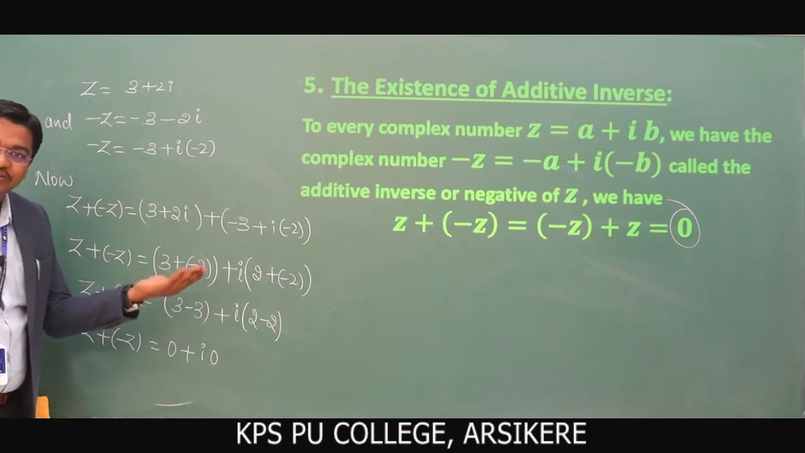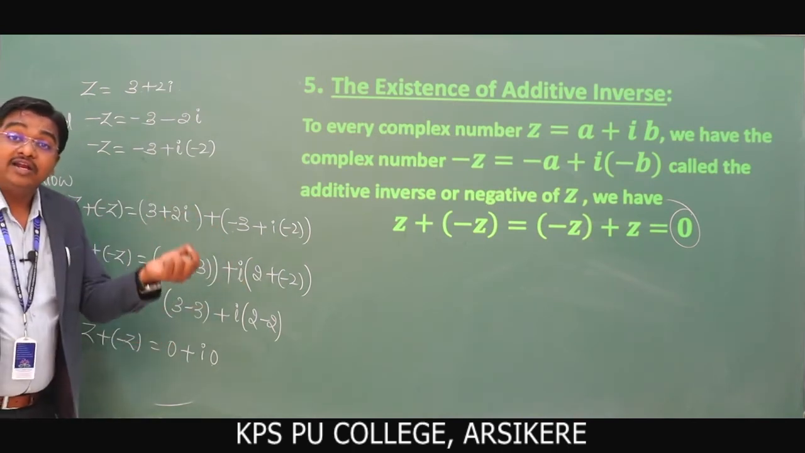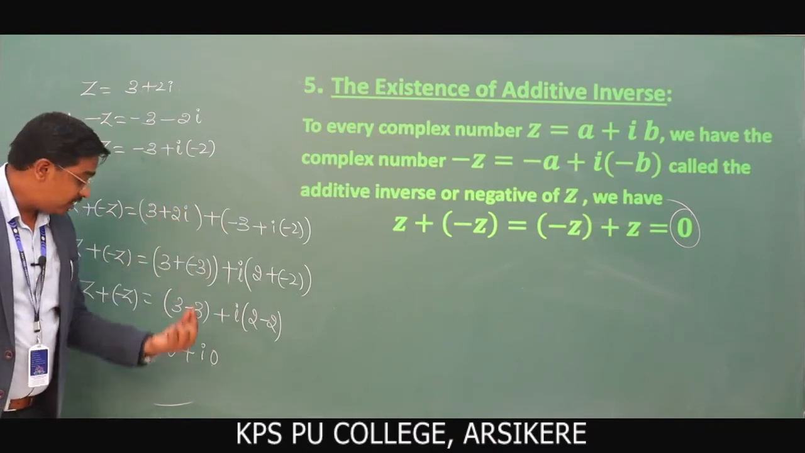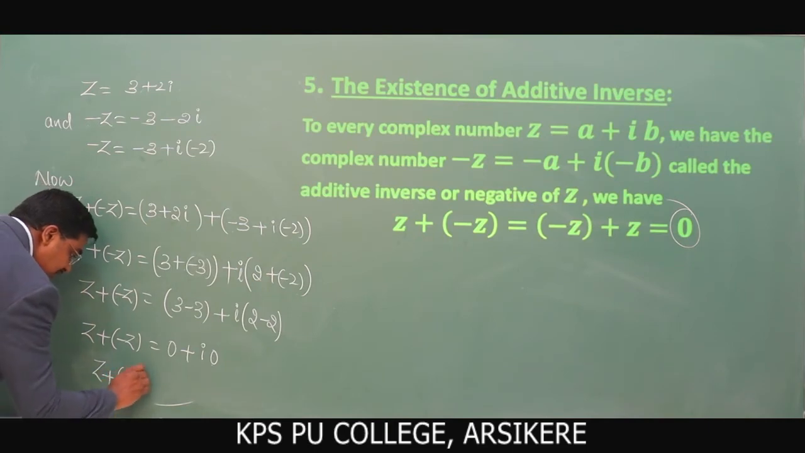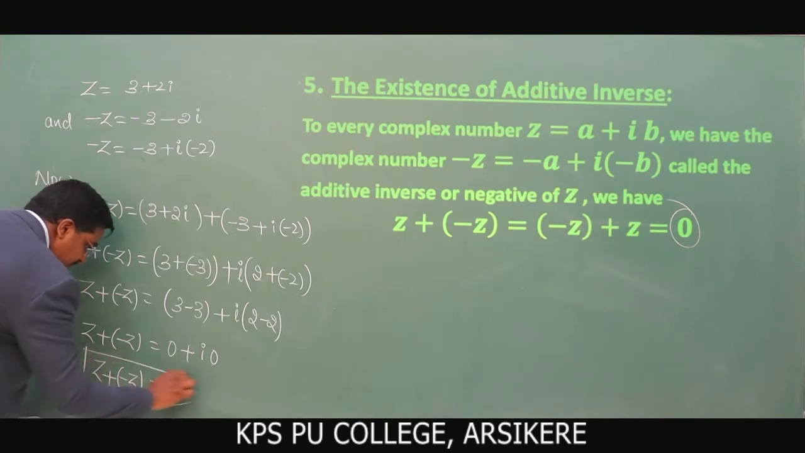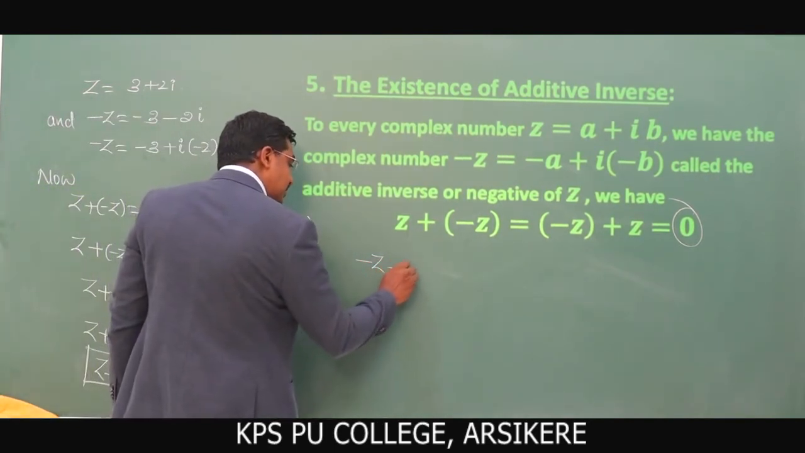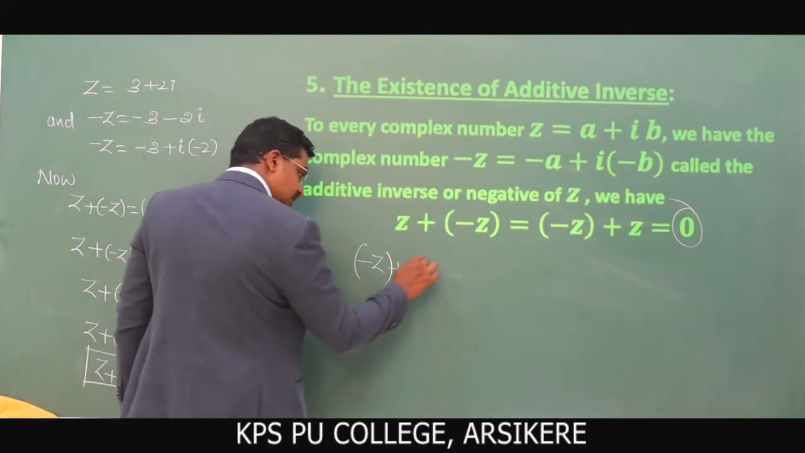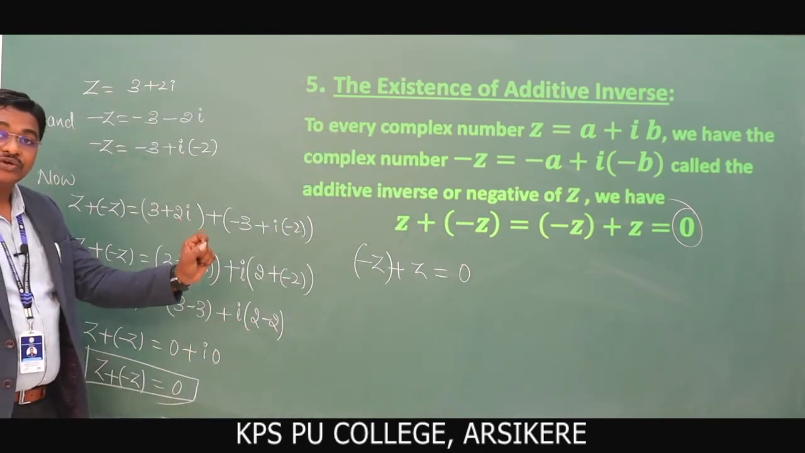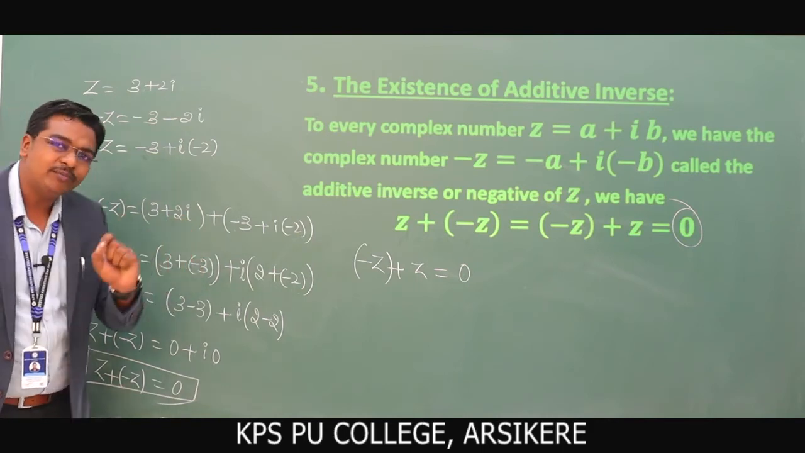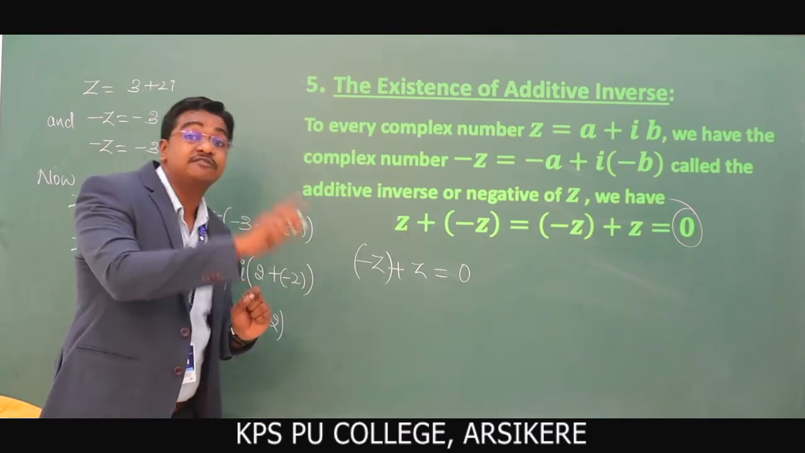0 + i·0 is nothing but zero of the complex number, or you can say in another word, the additive identity of the complex number. Therefore z + (-z) = 0. At the same time -z + z, the sum of these two becomes 0. Therefore 0 is called the additive identity. So what about -z? -z is called the additive inverse of z.